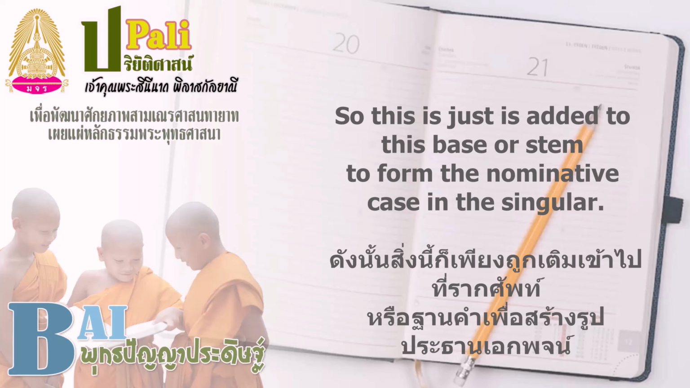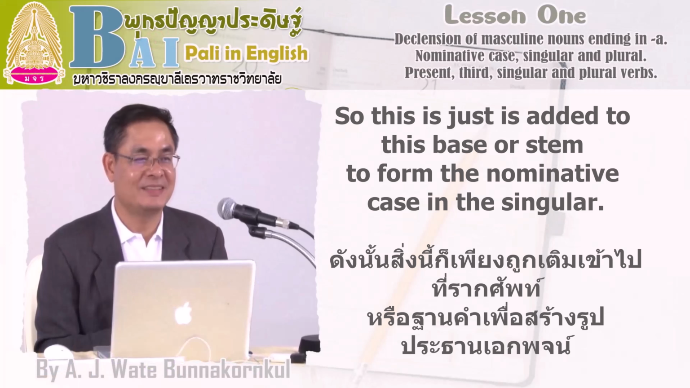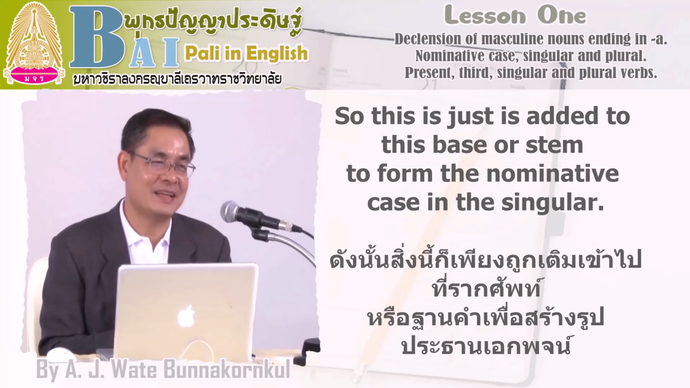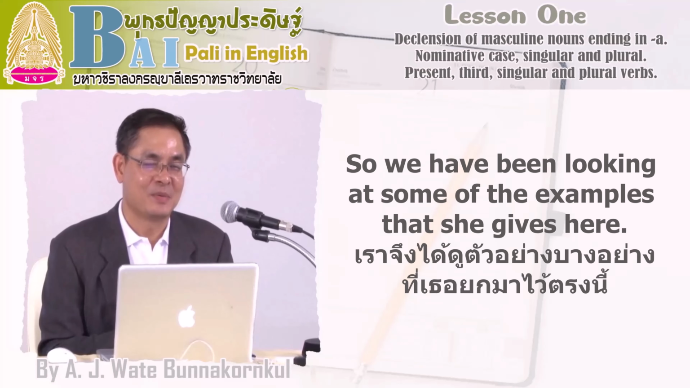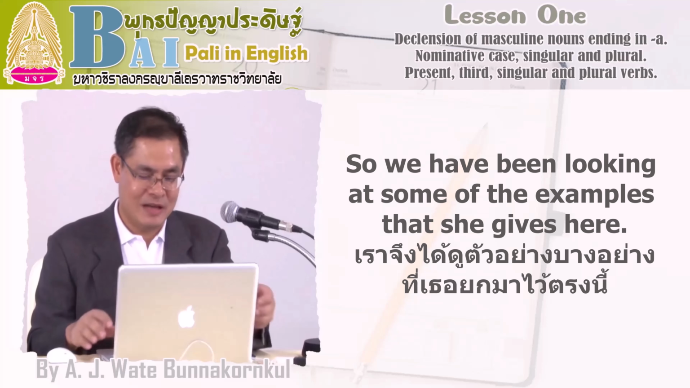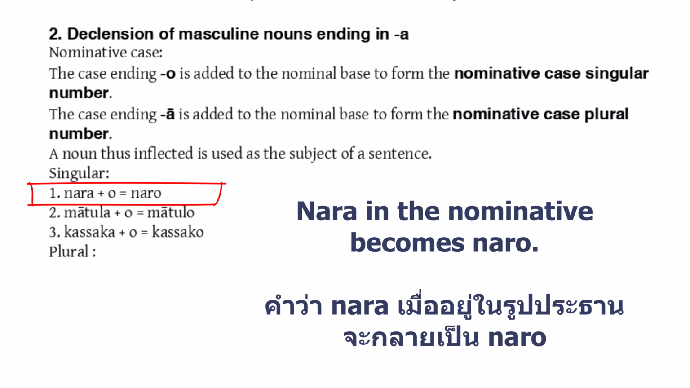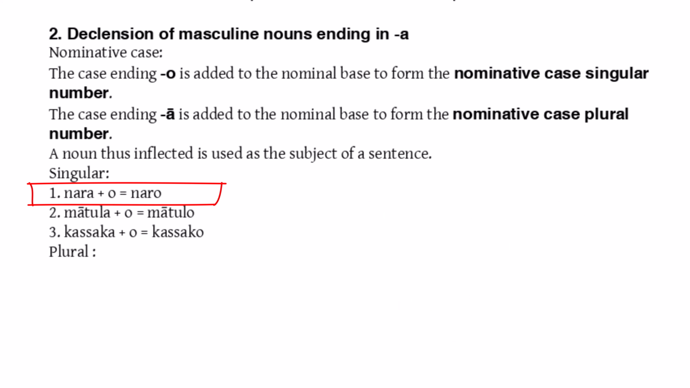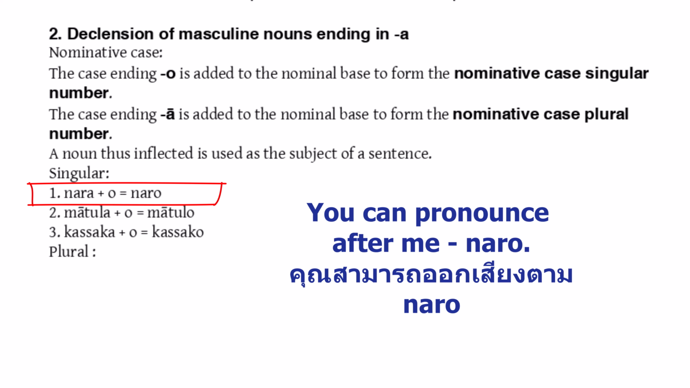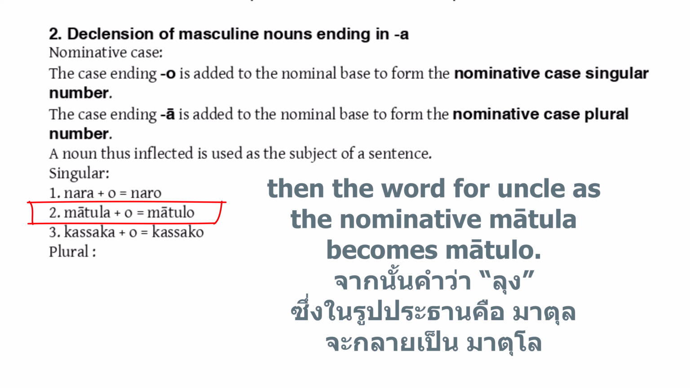Okay, so this is added to this base or stem to form the nominative case in the singular. Looking at some of the examples that she gives here, Nara in the nominative becomes Naro. You can pronounce after me, Naro. Then the word for uncle, Matula, becomes Matulo in the nominative.